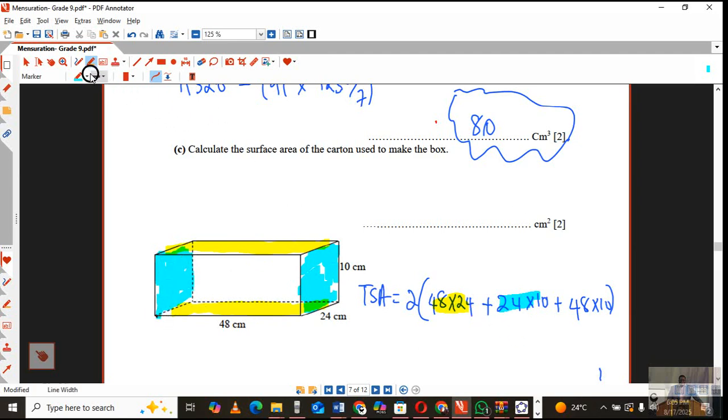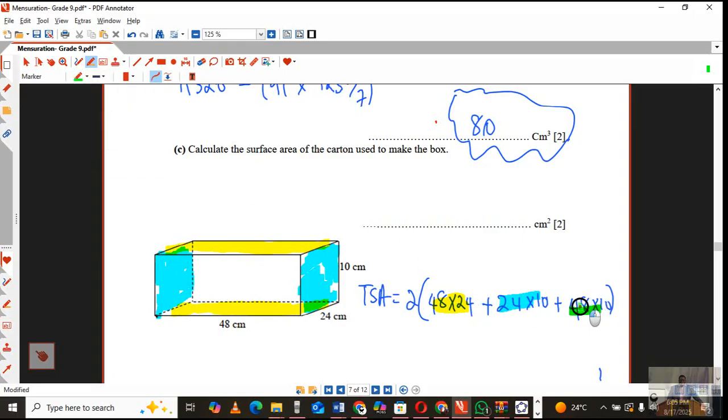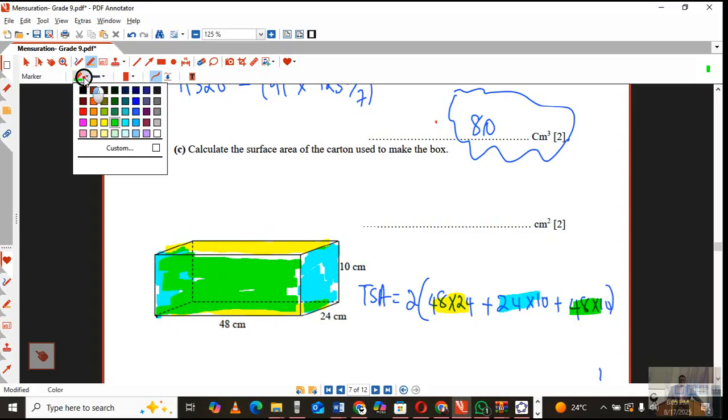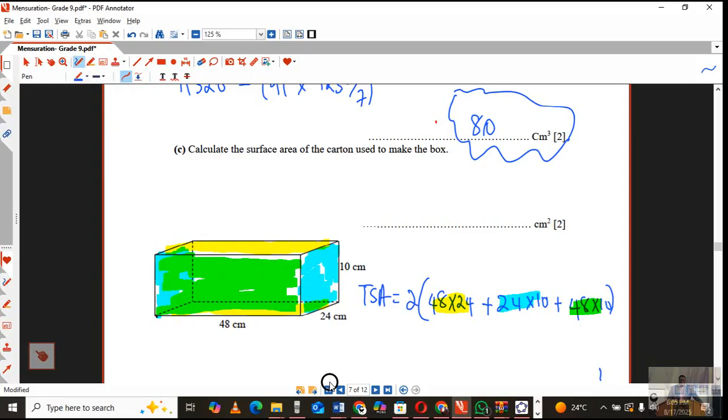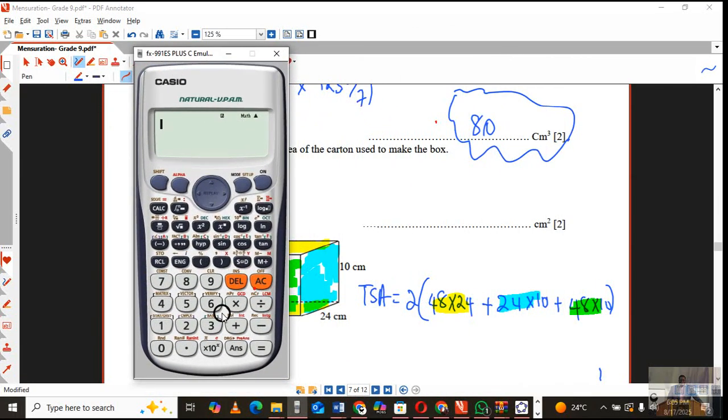And of course, the one in front, this one, 48 times 10, that is this one over here in front. Okay, all the way the one in front, you get the idea. So there's going to be another one at the back as well. So that is what I mean when we do that. Okay, total surface area. So we're just going to find two of each of those rectangles.